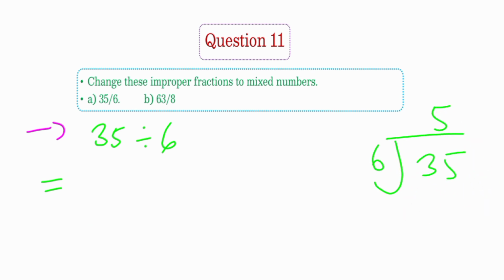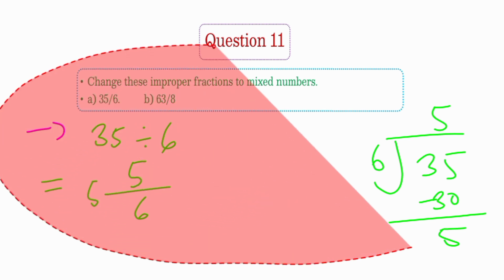6 times 5 is 30. 35 take away 30 will give you 5 only. So the remainder will be the numerator, and the denominator remains the same as 6 in the mixed fraction as well. So you can write it as 6. And 6 times what gives us 30? 6 times 5 gives us 30. And add 5 will give you 35. So it is 5 whole 5 over 6. So let me erase and clear the area.